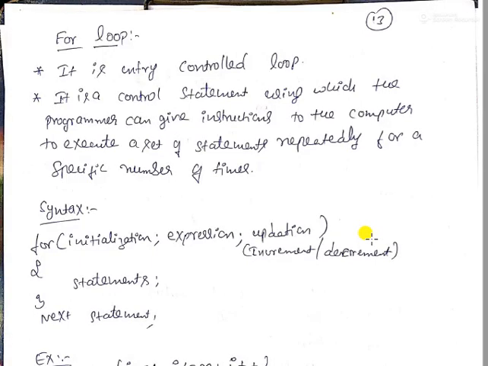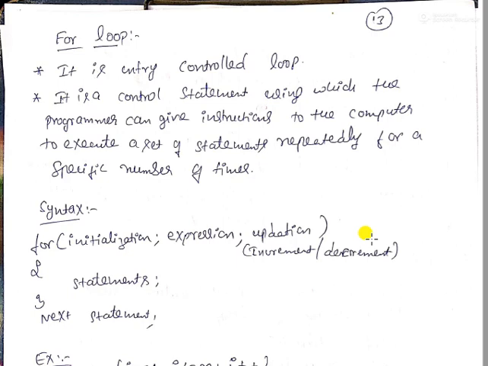Hello everyone. In the last video, we discussed two looping statements, while and do while. We discussed the differences between while and do while, why we use the while loop and why we use the do while loop. The last looping statement is the for loop. So today we are going to discuss the next looping concept, that one is the for loop.